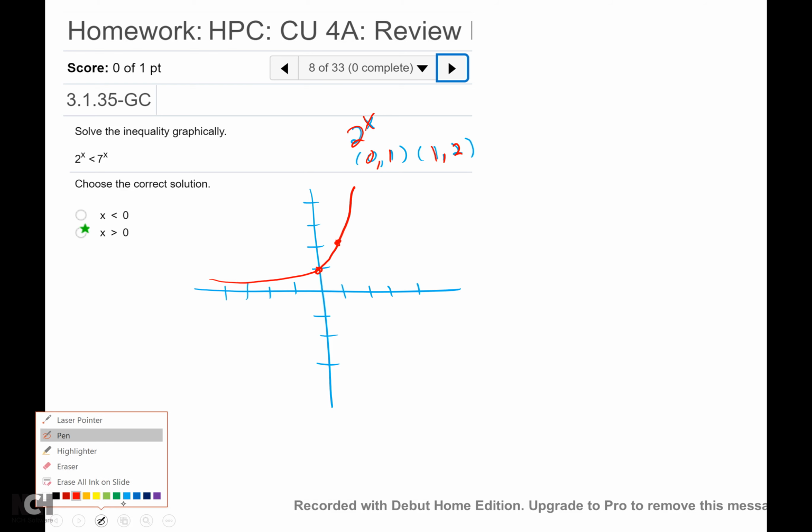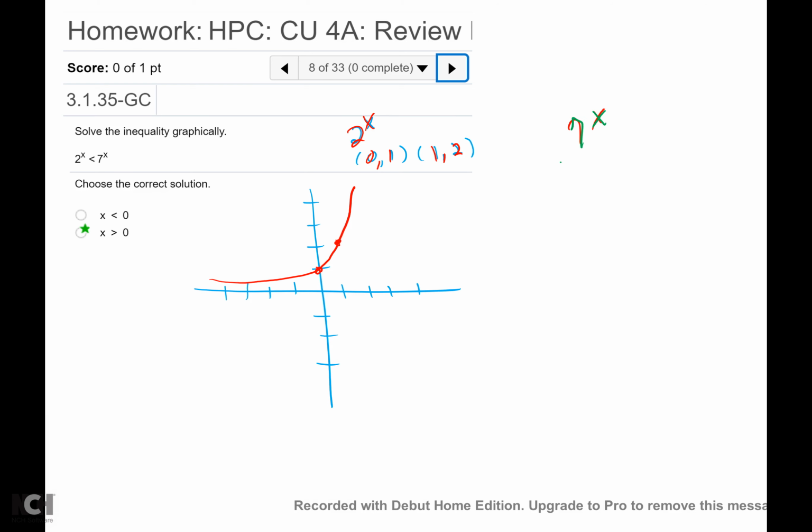Okay? Then we have 7 to the x, which is going to pass through (0, 1) and (1, 7). 1, 2, 3, 4, 5, 6, 7. It's way up here. So this thing's going to do this.